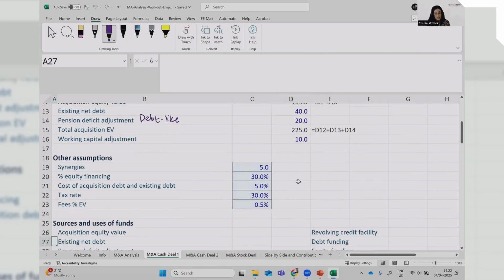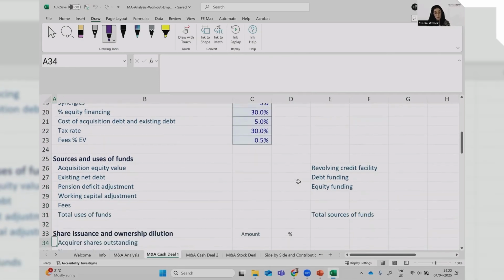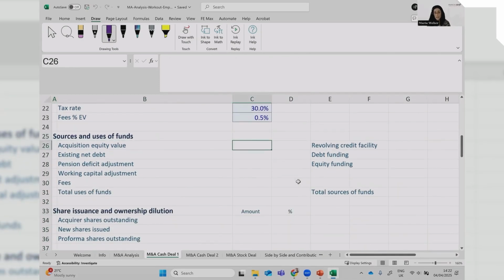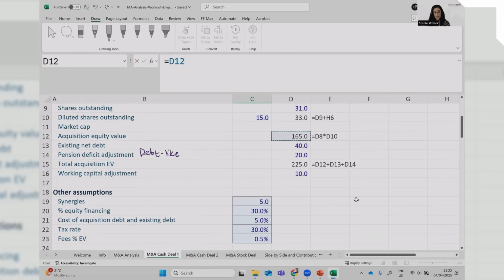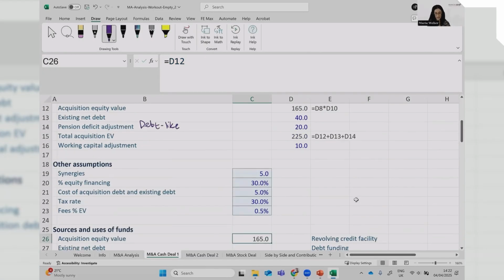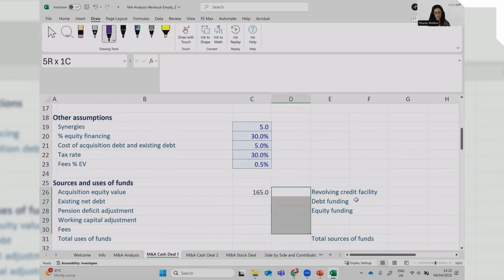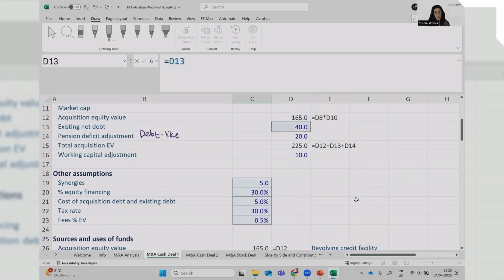So our other assumptions we're going to skip over for now. Let's have a look at our sources and uses of funds. First things first, I definitely need money to buy out the shareholders. Okay, so let's go get my acquisition equity value. Acquisition equity value from row 12 is the 165 that I'm going to pay the shareholders to take them out. We are assuming here that we are going to be refinancing the net debt. That is often what happens. So in addition to the 165, I need another 40 to pay the banks back.